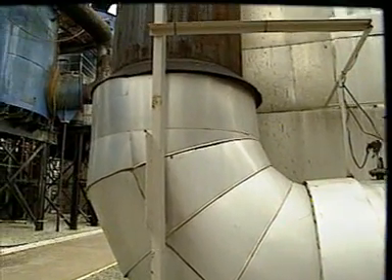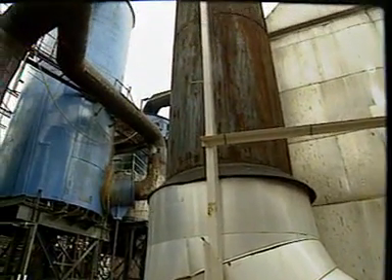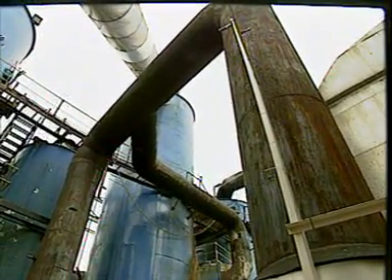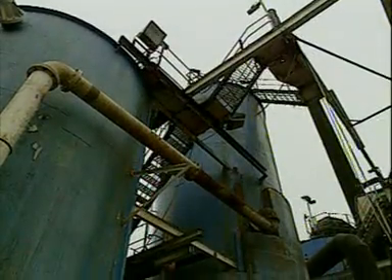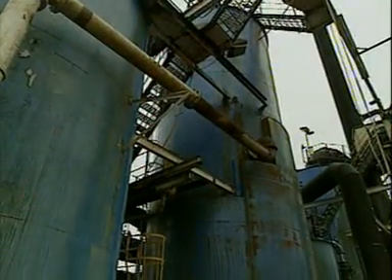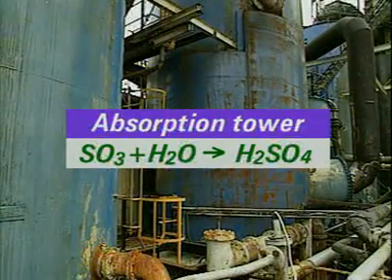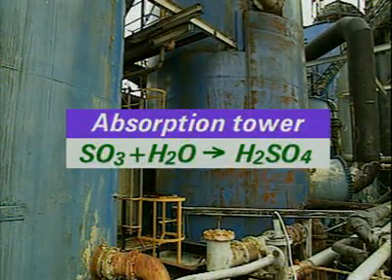After the third catalyst bed, the gas stream is led into the bottom of an absorption tower packed with ceramic material. The rising gas meets a stream of hot sulphuric acid that runs down the absorber. The sulphur trioxide reacts with the water in the acid to increase the concentration of the acid to about 99%.